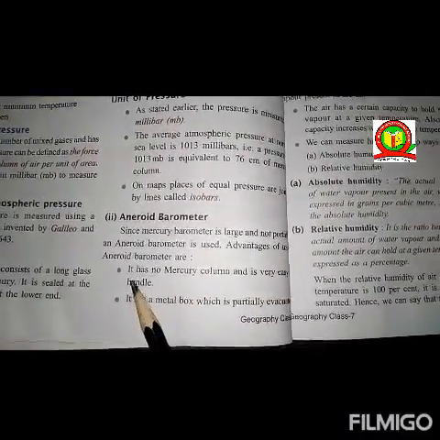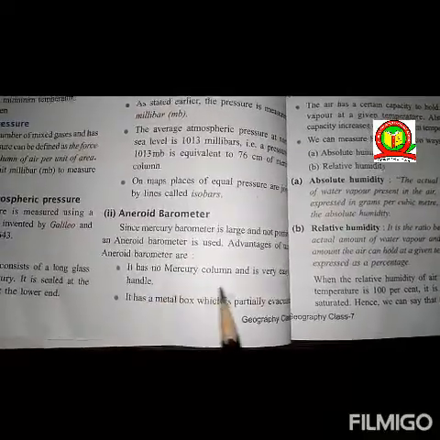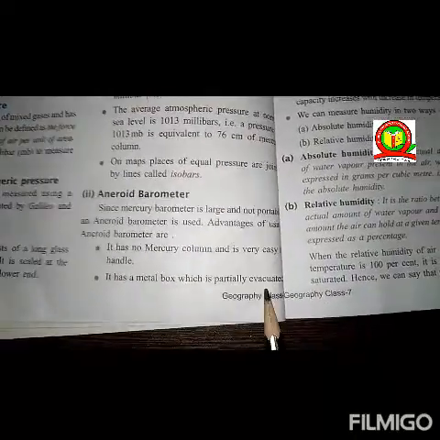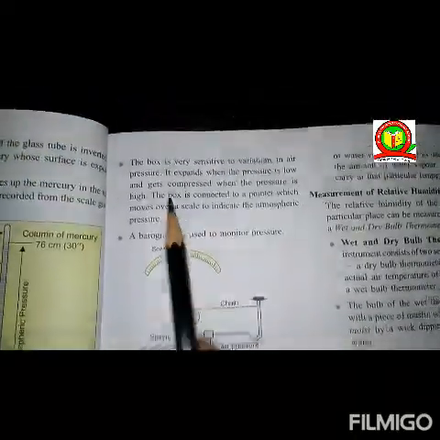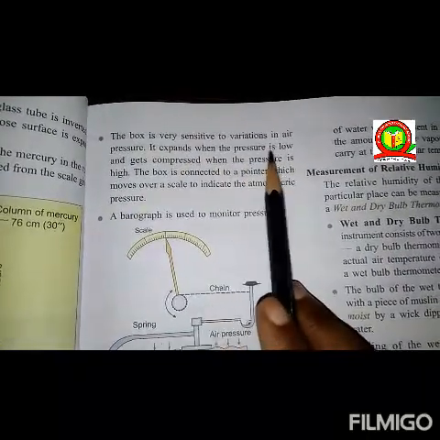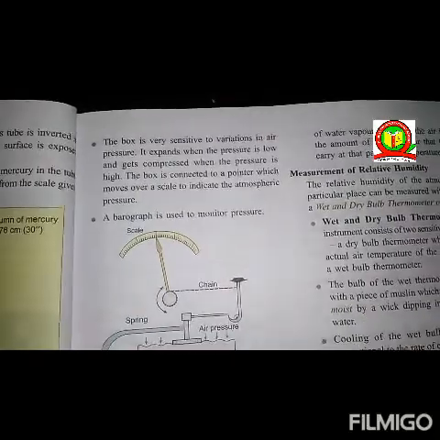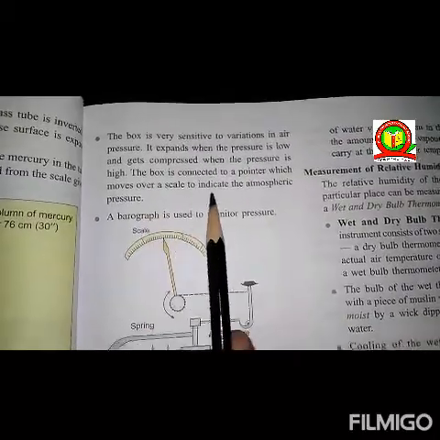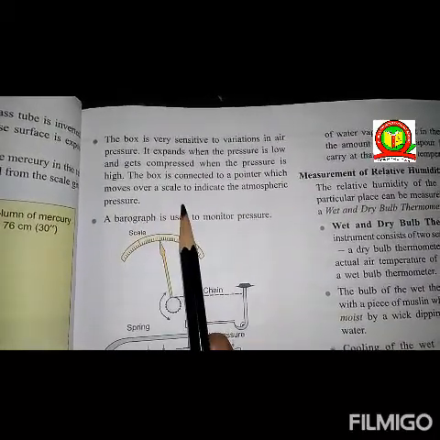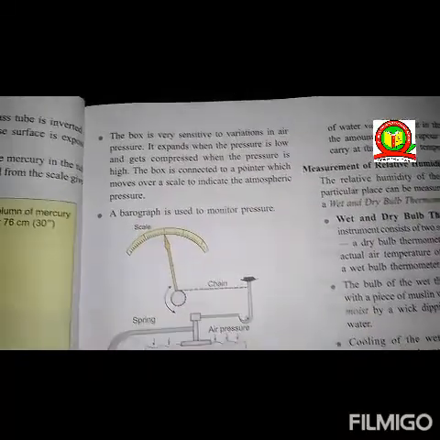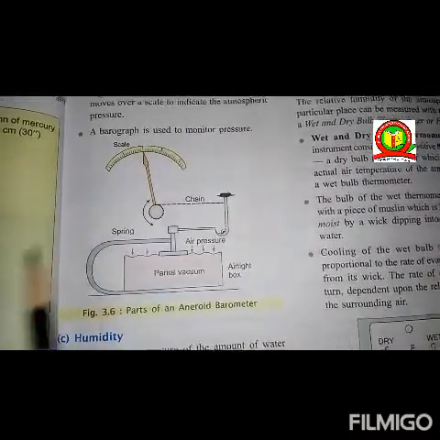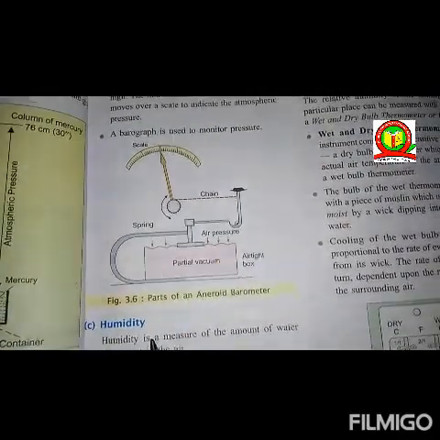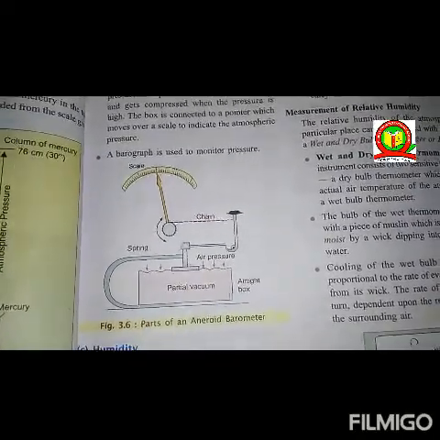Advantage of using the aneroid barometer: it has no mercury column and is very easy to handle. It has a metal box which is partially evacuated. The box is very sensitive to variations in air pressure. It expands when the pressure is low and gets compressed when the pressure is high. The box is connected to a pointer which moves over a scale to indicate the atmospheric pressure. The barograph is used to monitor pressure. This is an example of a part of an aneroid barometer. Here is a picture of a barometer.